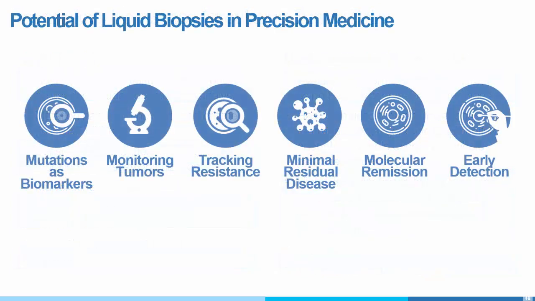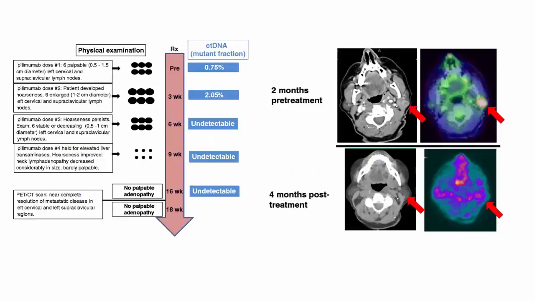Okay, so that's background. What can we do with these? We started working on this about 2004, 2005, and at that point we couldn't get things published about cell-free DNA. No one believed it. And this is an example of one thing that you can do with it. You can track. You can measure the burden of tumor.